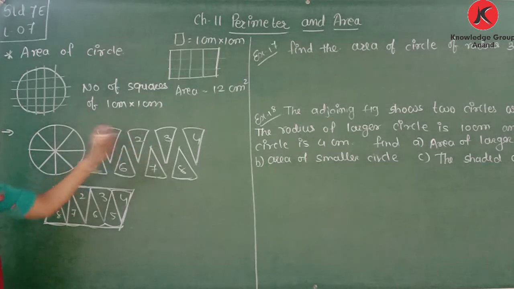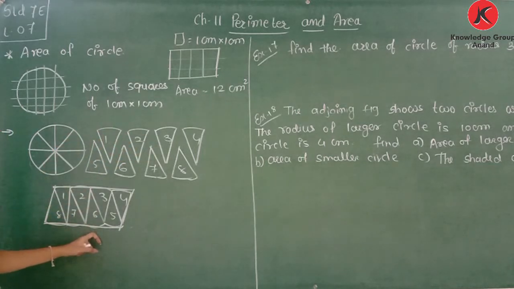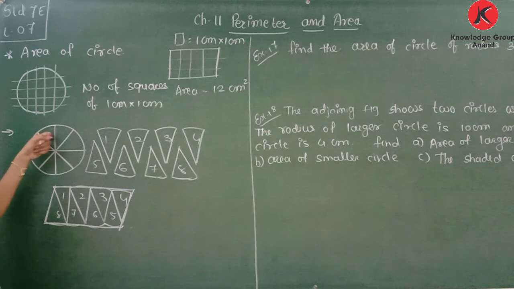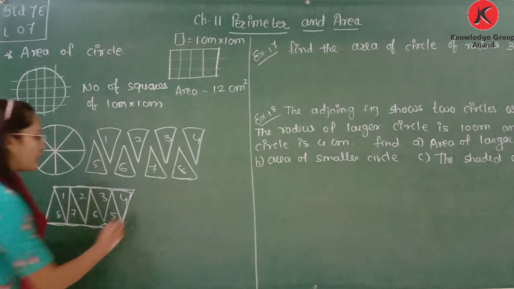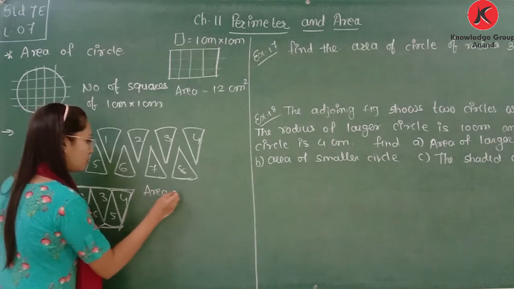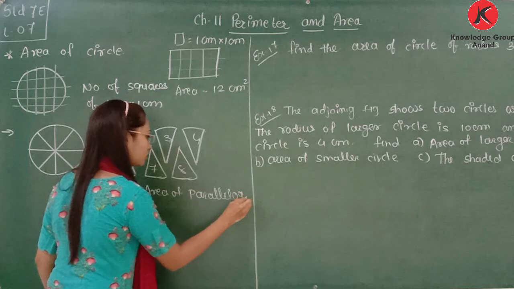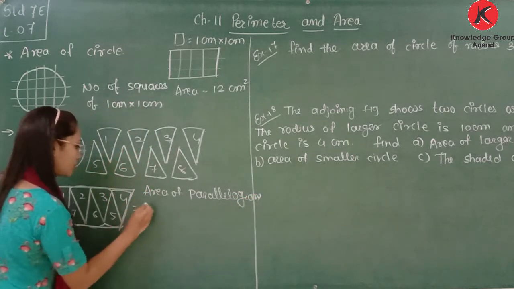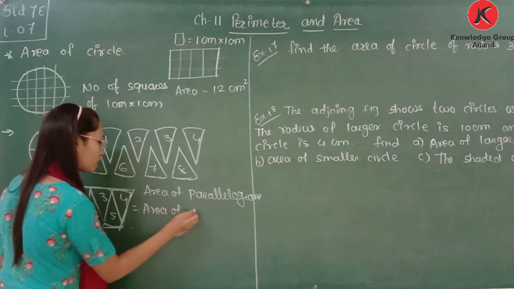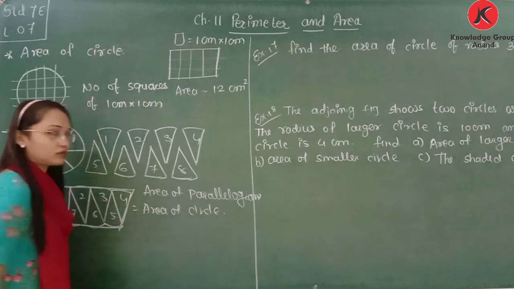So this part and this part are the same, meaning the areas are the same. So the area of this circle and the area of this parallelogram will be the same. So we can write, area of parallelogram is equal to area of circle.